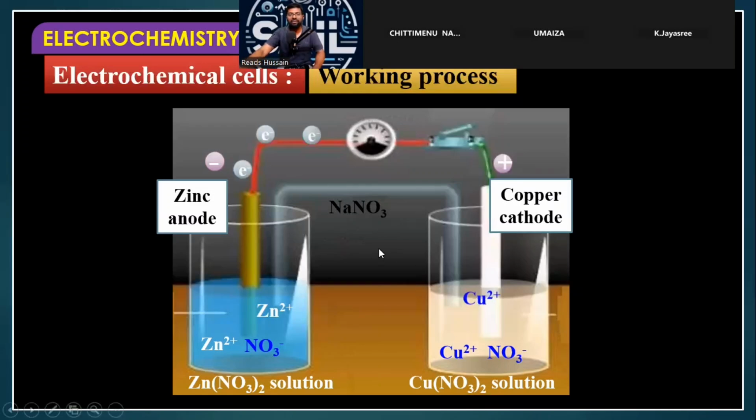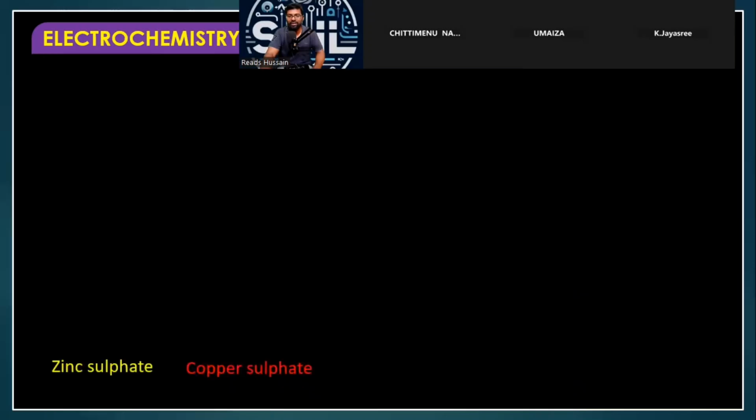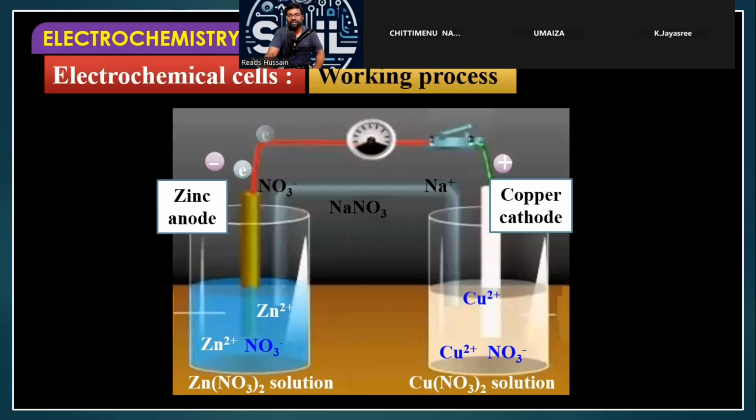Now see here, electrons are moving from anode to cathode, right? This NaNO3 becomes Na+ and NO3-, and these ions move towards the respective electrolytic solutions to make them neutral. So this is how a galvanic cell works. During this redox reaction, some chemical energy will be produced. That chemical energy will be converted into electrical energy by the galvanic cell.